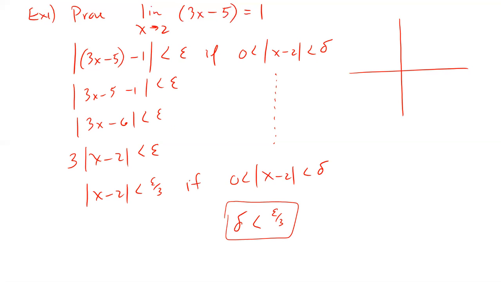Cool. So let's go back and look at a picture and see if this makes sense. 3x minus 5, everybody okay with this? This is the way it normally looks. We're looking at x going to 2, maybe somewhere here, and then the value is 1. Let's see if this makes sense. So if I say my epsilon value is going to be 1.